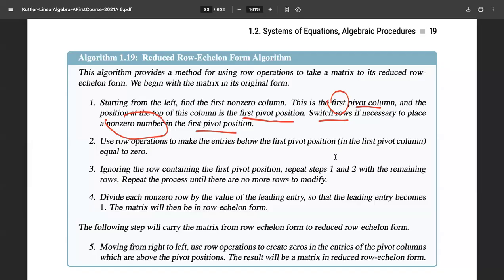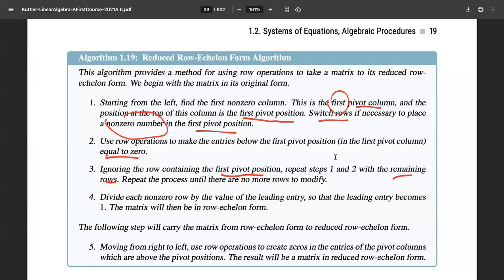Then we use the row operations to make the entries below the first pivot position equal to 0. And then, ignoring the row that contains the first pivot position, we are going to do steps 1 and 2 for the remaining rows. So we do steps 1 and 2 for the first row, ignore the first row, and redo steps 1 and 2 for the second to the last row. Once we complete steps 1 and 2 for the second row, we ignore rows 1 and 2 and go to the third row. We repeat this process until there are no more rows to modify.